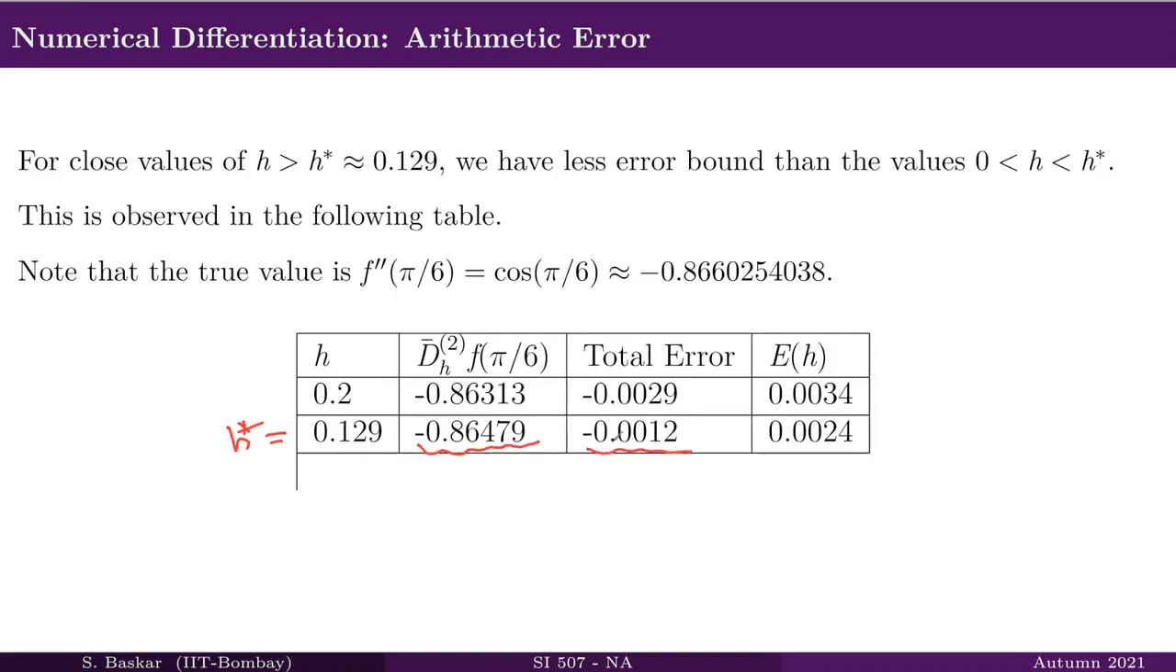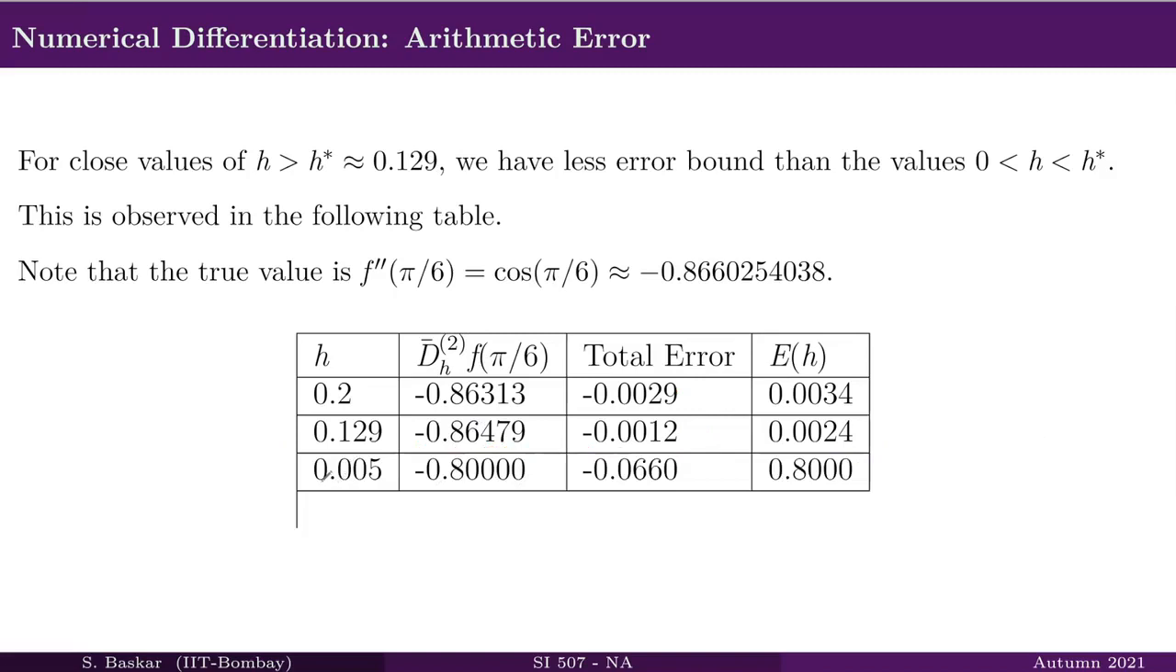The error is 0.0012. You can see that from h equal to 0.2 to h equal to 0.129, the total error has decreased. It means your central difference formula is working well when you went from h equal to 0.2 to h star, right? It worked well. Let us now go further below h star and choose our h this side and see how this central difference formula behaves.